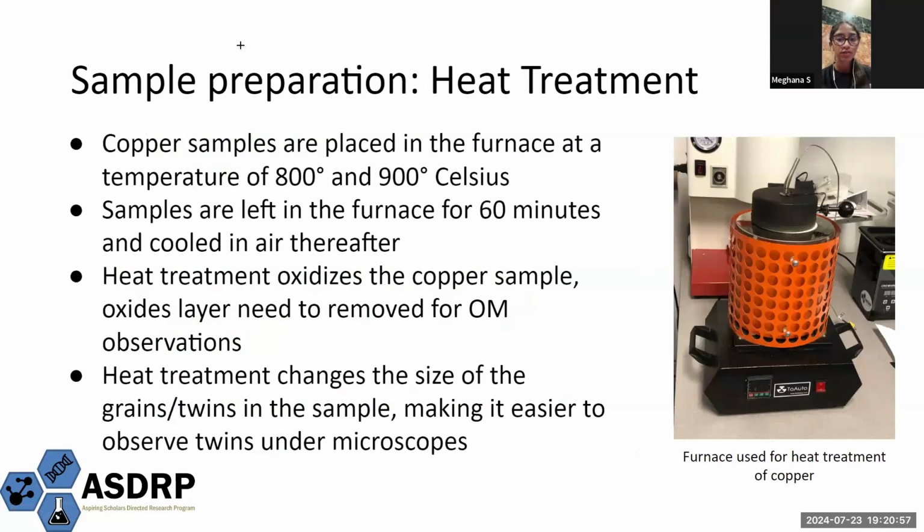Now I'm going to be going over the sample preparation process. This process consisted of 3 parts: heat treatment, polishing, and etching. The first one is heat treatment, where copper samples are placed in the furnace at a temperature of 800 to 900 degrees Celsius. The samples are left in the furnace for exactly an hour and cooled in the air thereafter. Heat treatment oxidizes the copper sample, and the oxidized layers need to be removed for OM observations. Heat treatment changes the size of the grains and twins in the sample, making it easier to observe twins under the microscope. The picture on the right is the image of the furnace that we use for heat treatment.